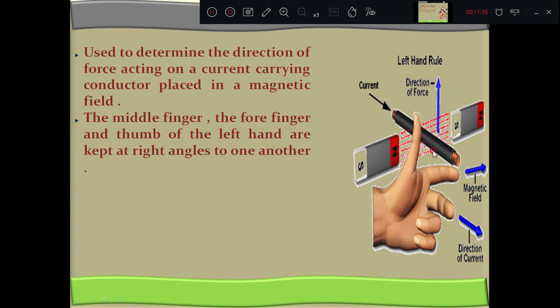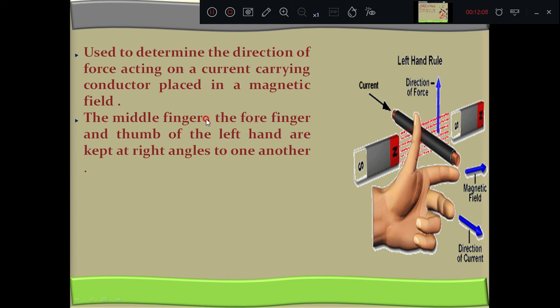Therefore, once again, the forefinger is in the direction of the magnetic field, and then what you are inputting is the current. We know the magnetic field direction, we know the current direction, then ultimately the thumb represents the direction of rotation or the direction of the force exerted on a conductor. Therefore, it is used to determine the direction of force acting on a current carrying conductor placed in a magnetic field.